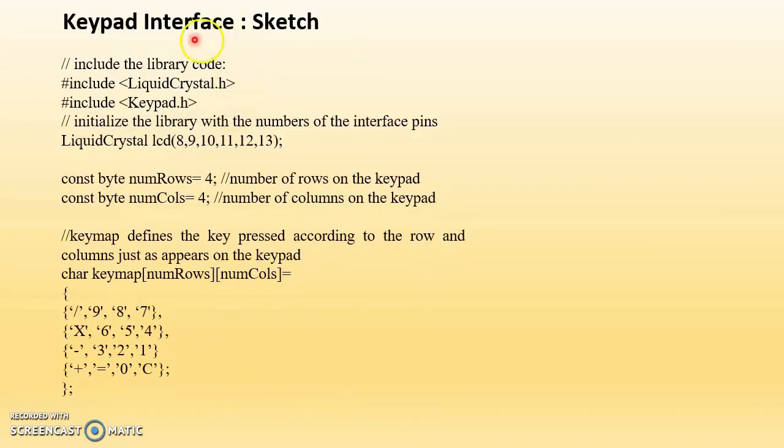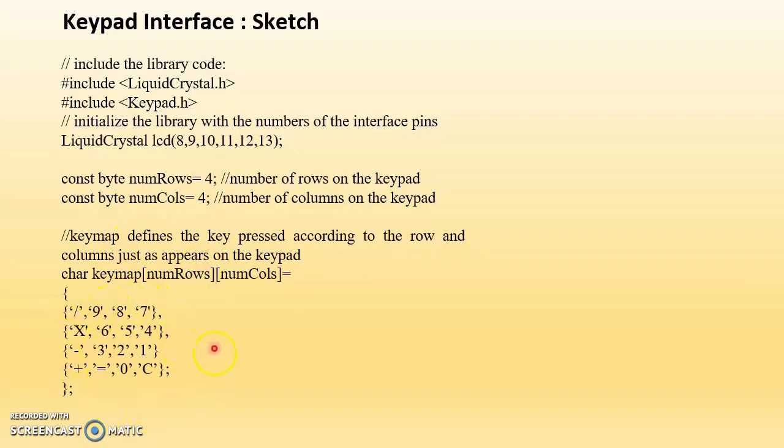Now see the actual sketch. Hash include: we have to include these libraries, LiquidCrystal and Keypad. Both libraries we have to include here. Then initialize the library with the interfacing pin numbers: LiquidCrystal lcd 8, 9, 10, 11, 12, 13. Now we have to set up the keypad: number of rows 4, number of columns 4. We have set it here. Then the key map we have to define.